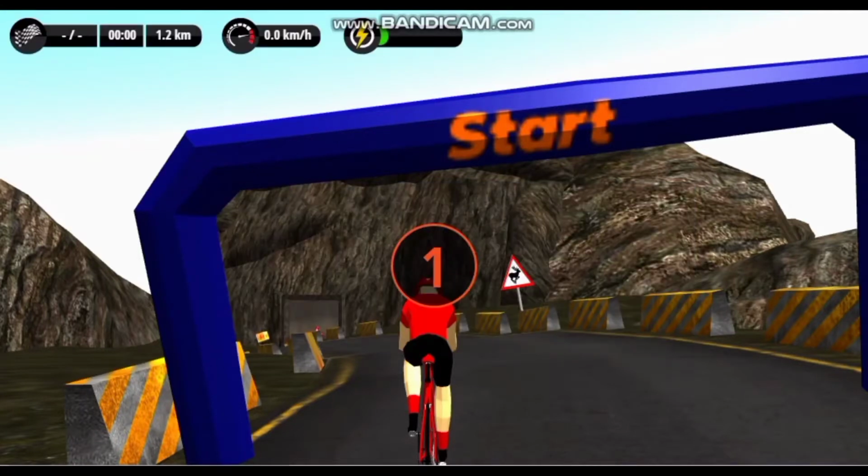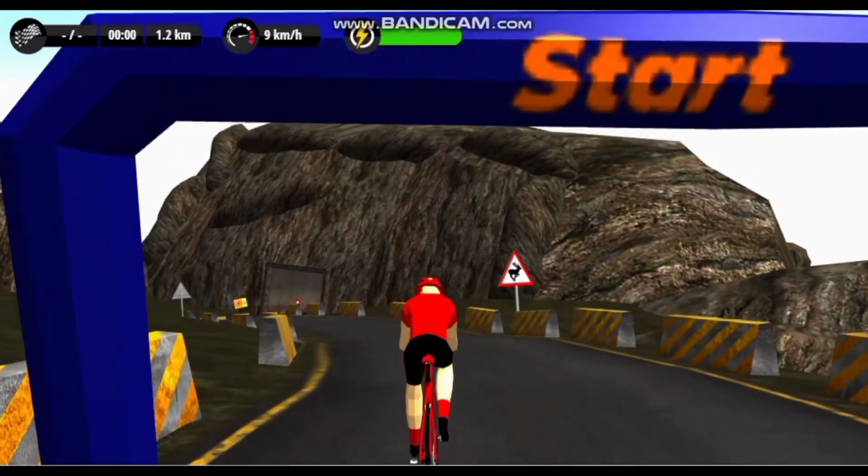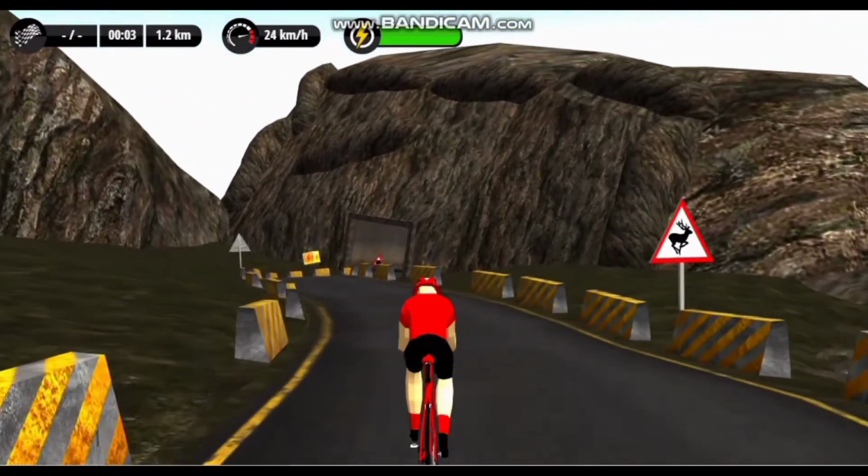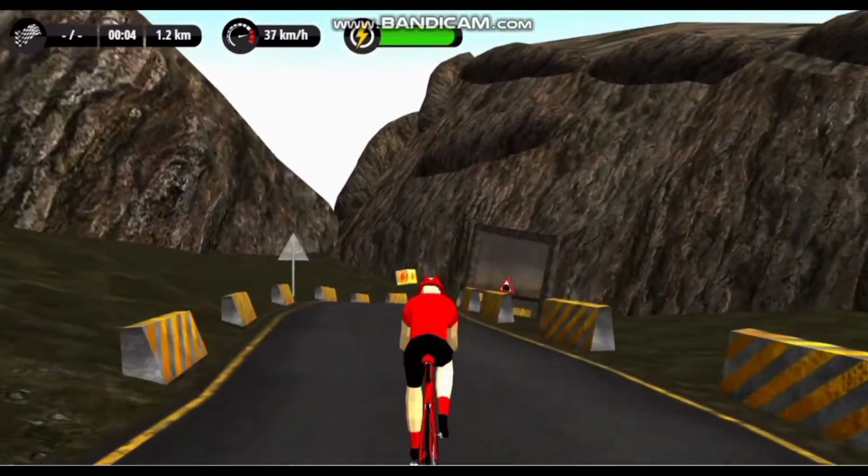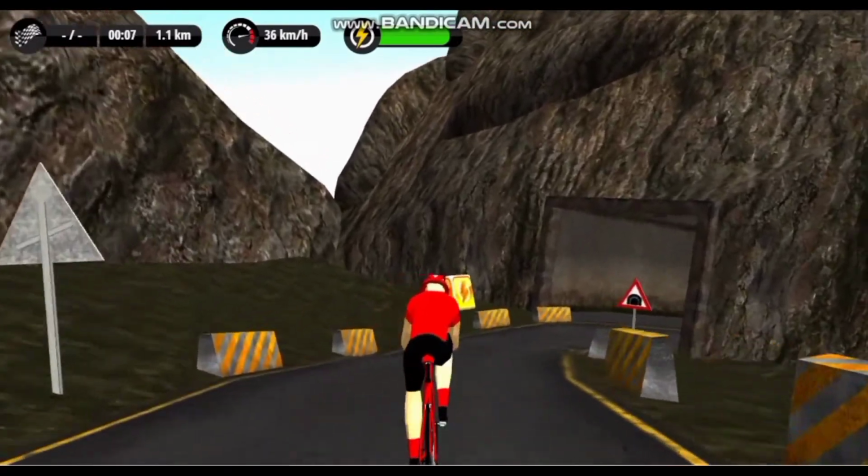This game is known as Mount Cycling. The player needs to answer all questions correctly to get enough energy to reach the end. Each of the questions must be answered within 15 seconds.